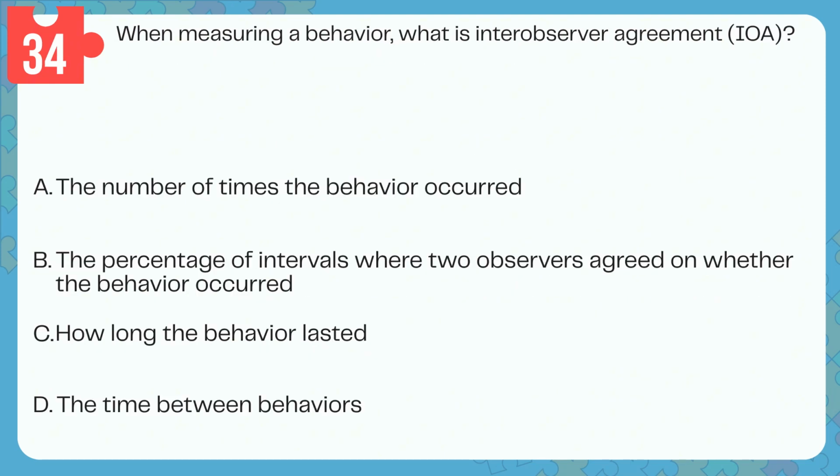Question 34. When measuring a behavior, what is inter-observer agreement, IOA? A. The number of times the behavior occurred. B. The percentage of intervals where 2 observers agreed on whether the behavior occurred. C. How long the behavior lasted. D. The time between behaviors.